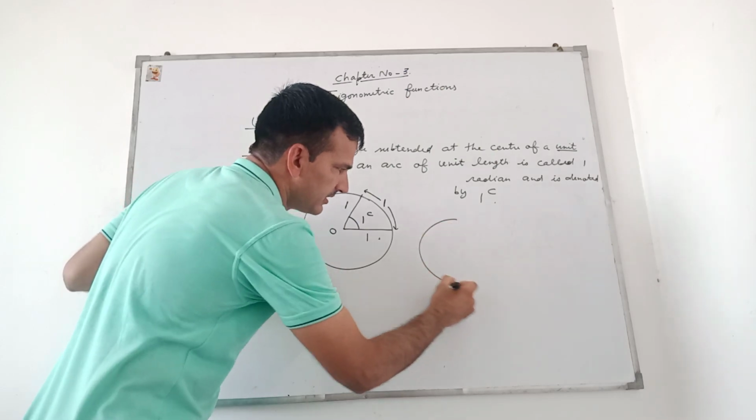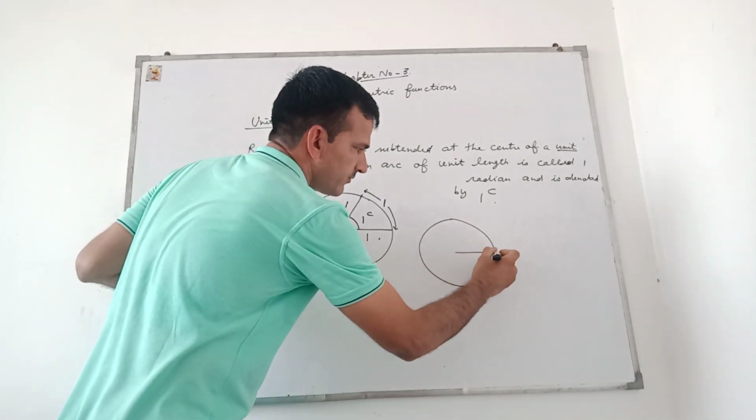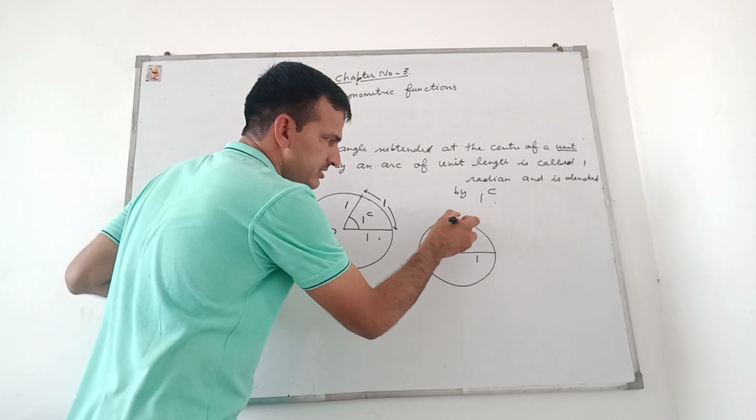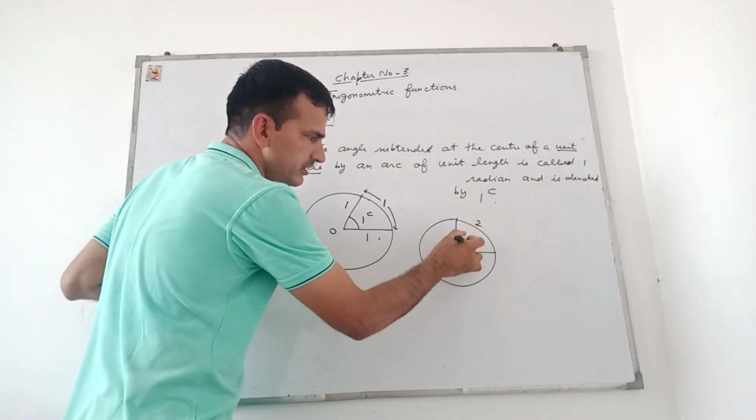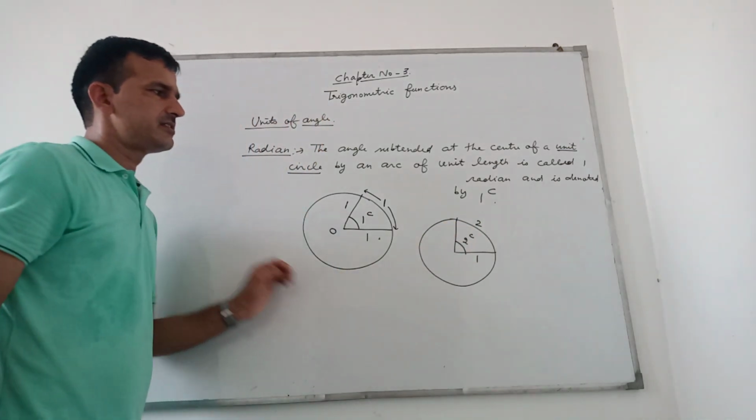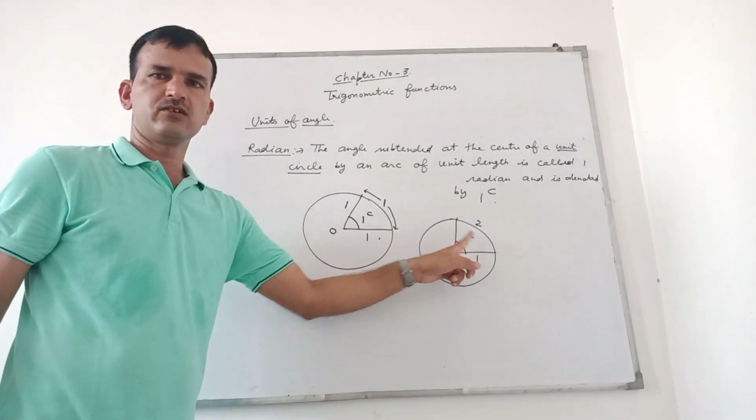For example, let this be a unit circle and this arc has length 2. Then this angle is 2 radian. Okay.